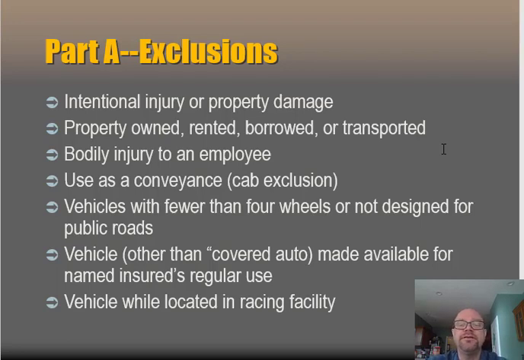Last exclusion, vehicle that's located in a racing facility. That's an exclusion. The way the personal auto policy is written, it's possible that if you didn't have this last exclusion, it would sound like maybe the people who are actually physically involved in racing should be covered if they have accidents. This is saying, look, if that's what you're doing, we need coverage coming from a different area. That's not typical use. So we're going to exclude that here.